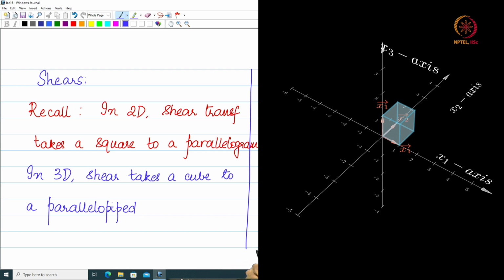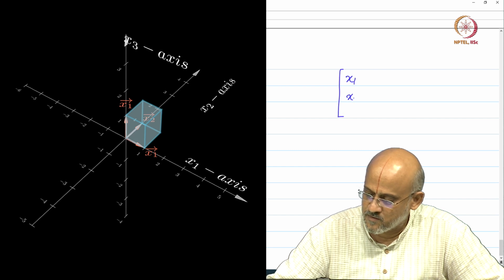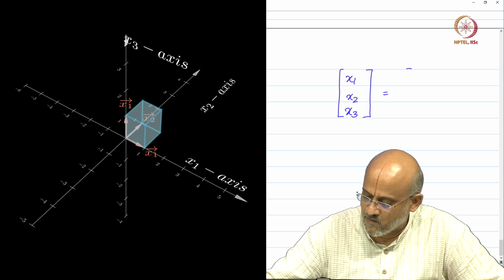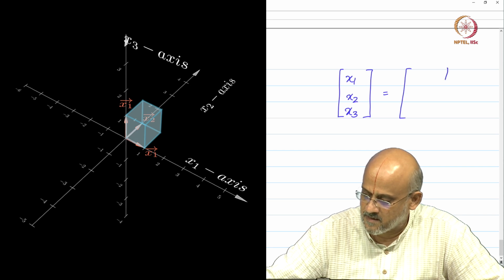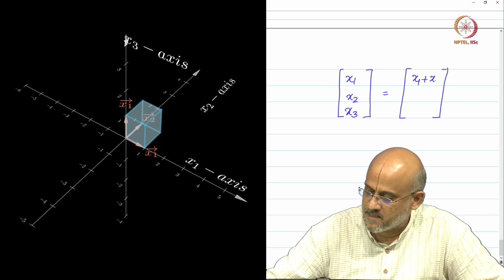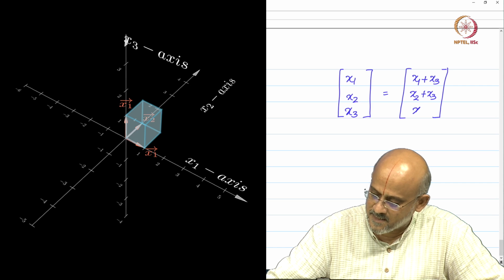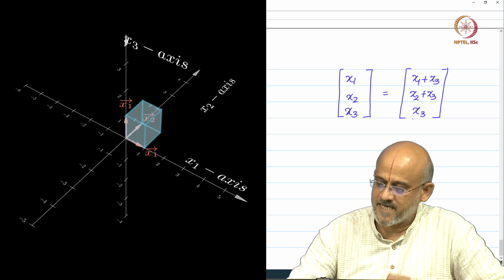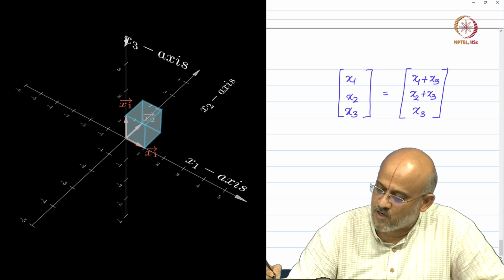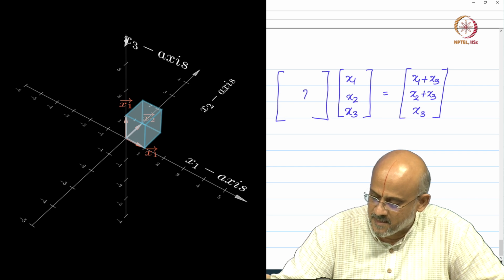A 3D shear map, for example: I have this vector x, which is x1, x2, x3, and I want to get this vector, x1 plus x3, x2 plus x3 and x3. That means the x3 component is fixed, whereas you have shears along the x1 and x2 components. So, what is the matrix that does this?